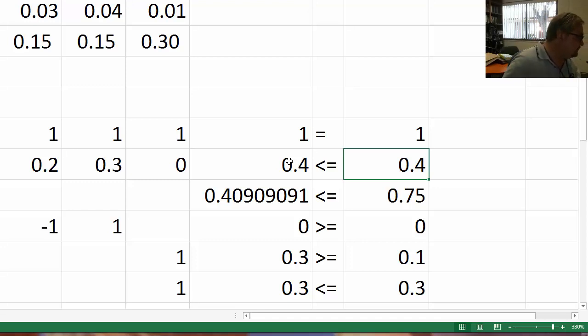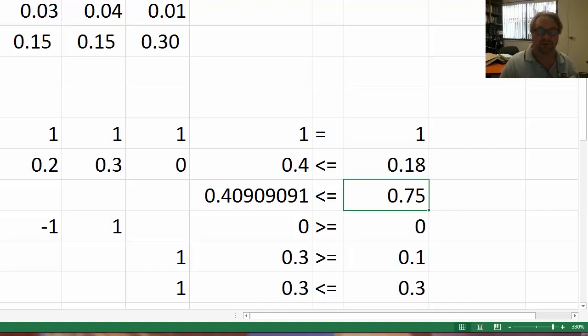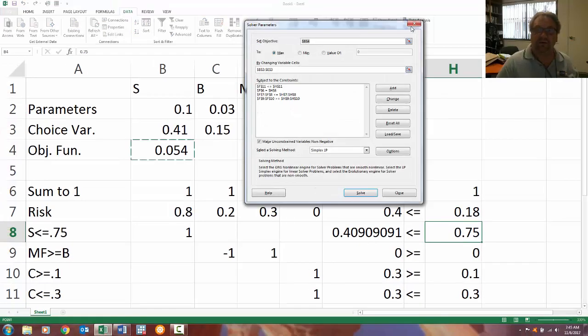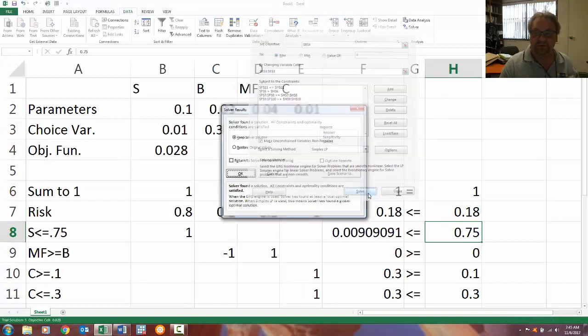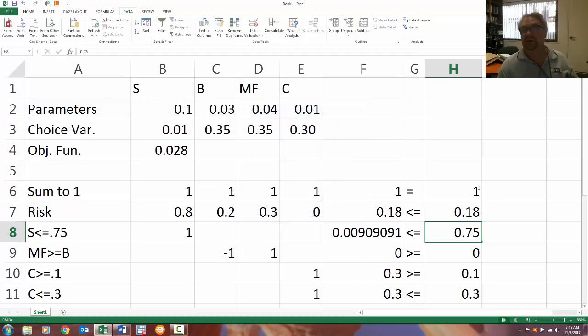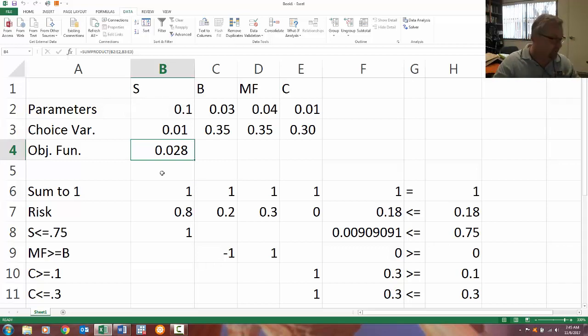All right, now part B is the same thing, but now a more conservative client is 0.18. So just change this to 0.18 and then resolve it. So everything's going to stay the same now. I don't have to do anything, just hit solve. Okay, so this client who's less risky, right, is only going to put 1% in stocks, 35% bonds, 35% mutual funds, 30% cash, and of course their annual return is going to be 2.8%. Okay, so their risk went down, but so did their return.